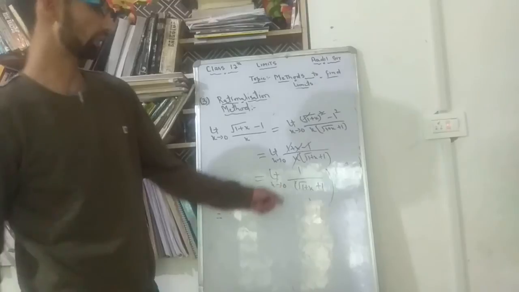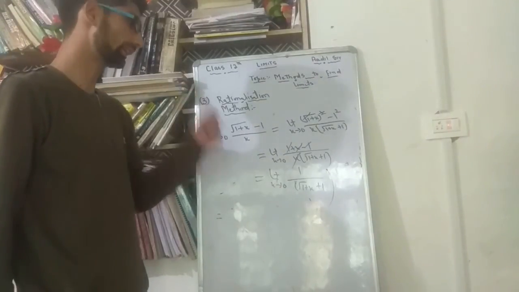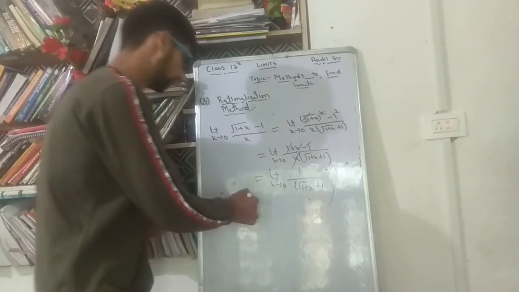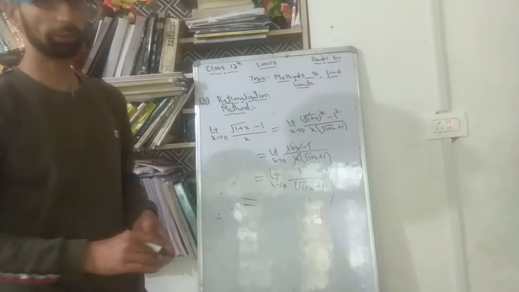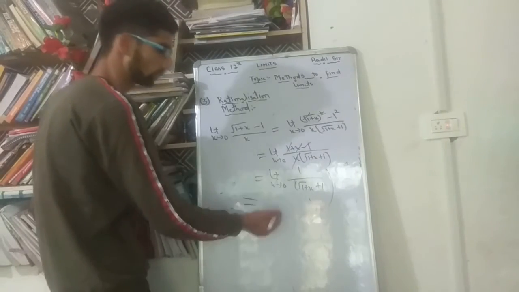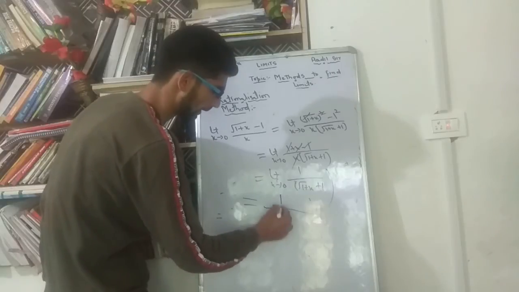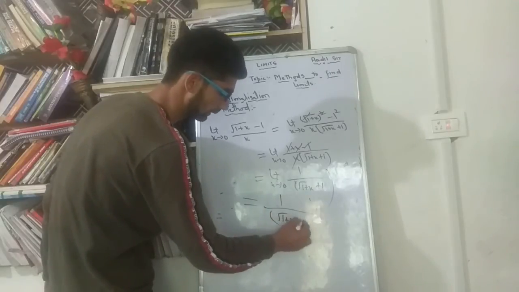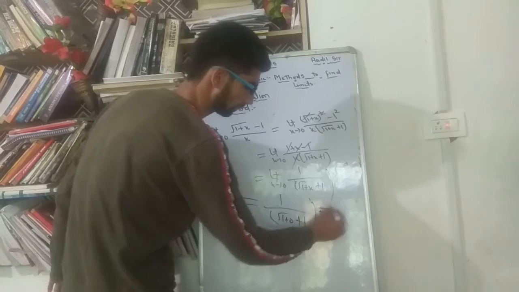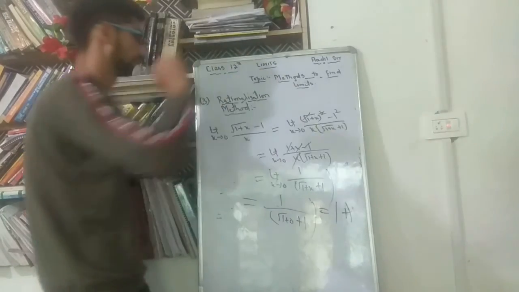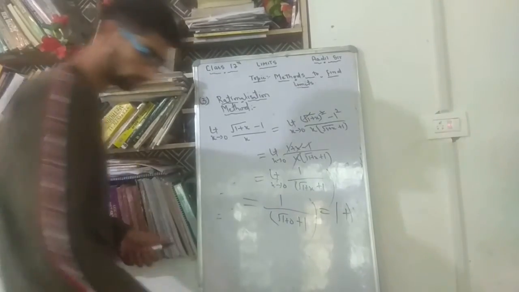Now this was our rationalization, and after rationalization we have to substitute directly the value of x now. What is the value? That's 0. We will substitute here 0 now. It will become 1 over root of 1 plus 0 plus 1. That is equal to, beta, 1. This is our answer to this limit.